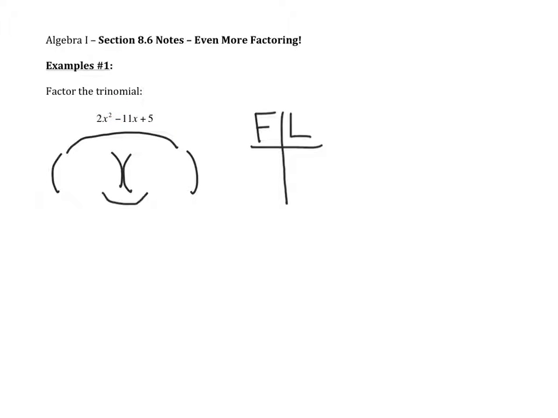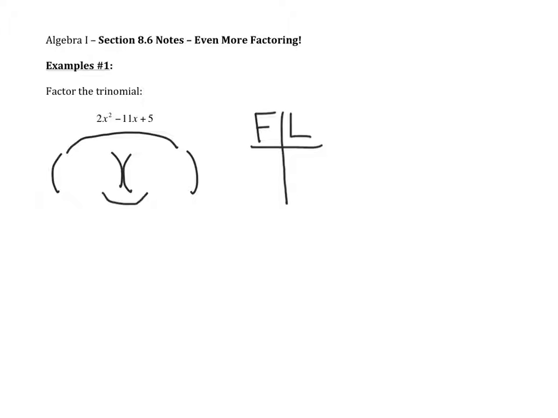And so that's where the first and last chart comes into play. So we need to figure out what factors of 2 combined with what factors of 5, when I take this first number times this last number and this last number times this first number, what combination of those factors will give me negative 11 in the middle. And this problem actually is a little bit easier for us since 2 is prime and 5 is prime, so we have so many numbers to work with.